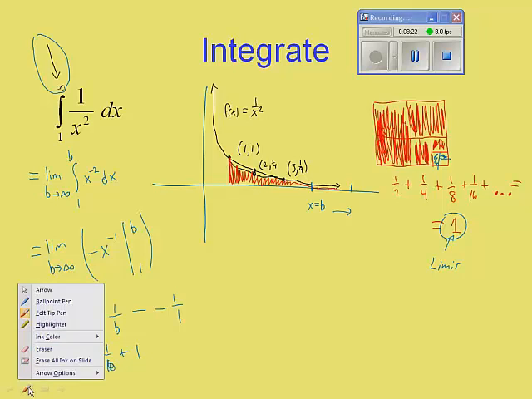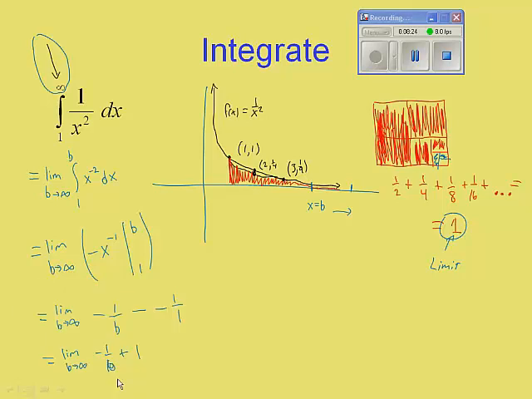Now wait a minute. As b goes to infinity, you tell me what happens. What goes to 0? This piece goes to 0. And so what's the entire limit? 1. So that's the area under the curve. Isn't that cool? Good thing I showed you the sandwich picture, or you might not have believed it. But that is a finite answer.